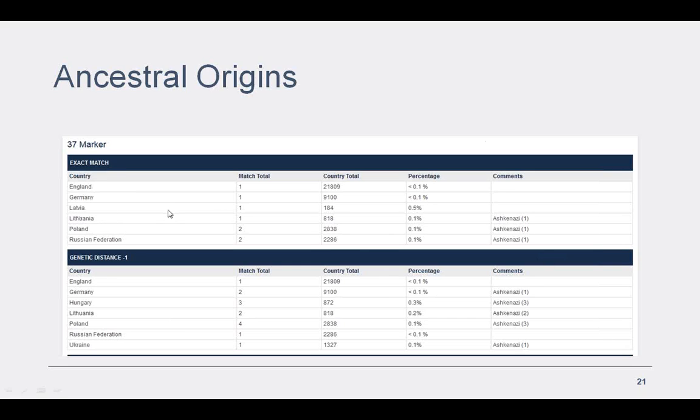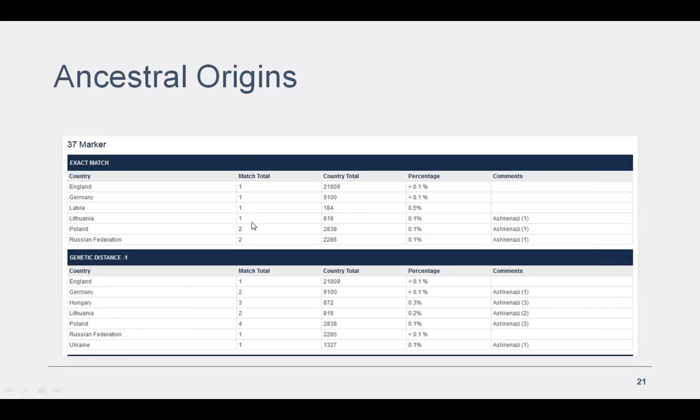So this is information that your matches reported: as far back as they were able to trace their genealogy, what country did they come from on the paternal line? Here you'll see that my brother matched somebody from England, Germany, Latvia, Lithuania, Poland, Russia. To a genetic distance of 1, there were a few other countries here. I think Hungary is here as well, and Ukraine, etc.